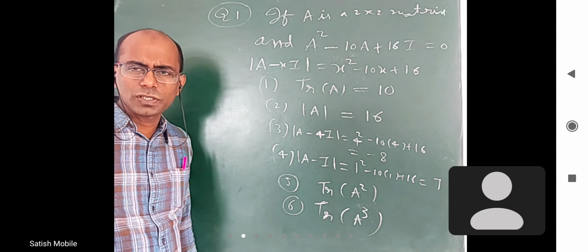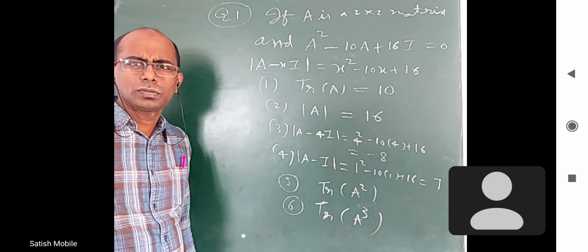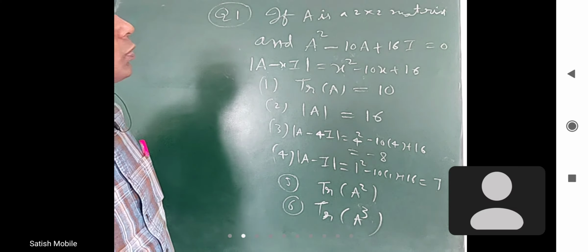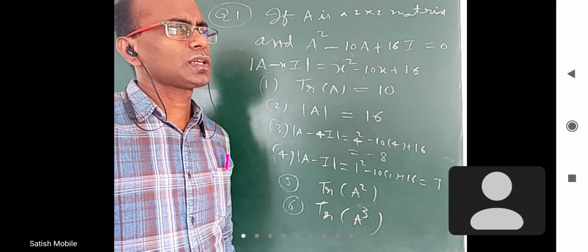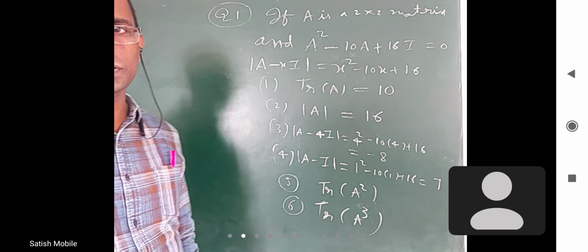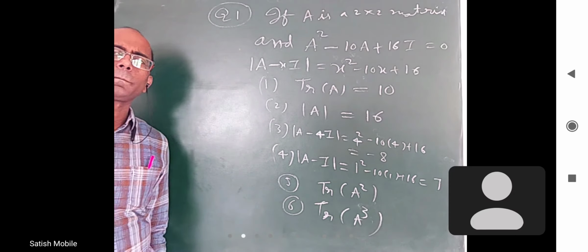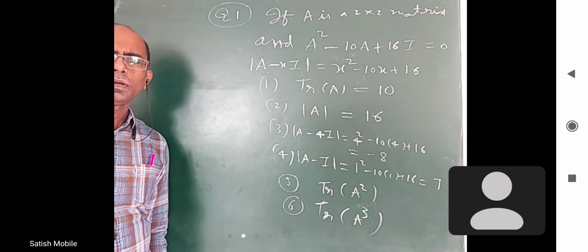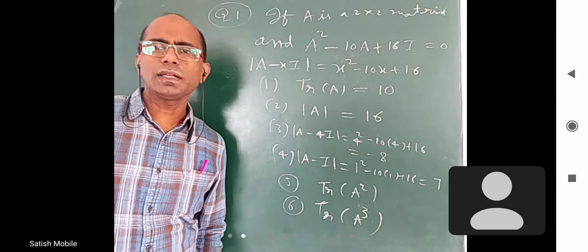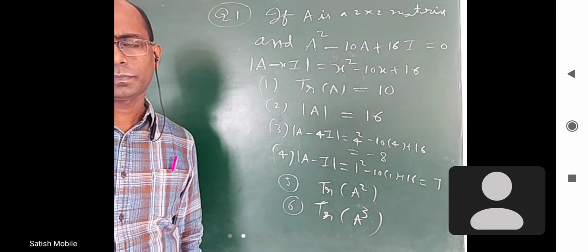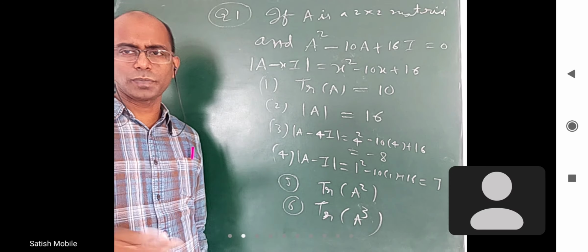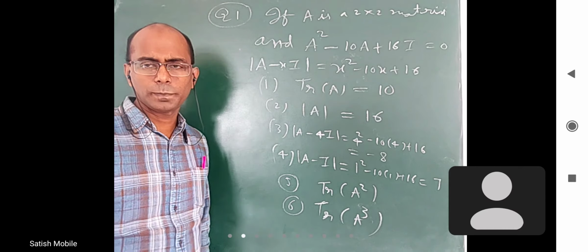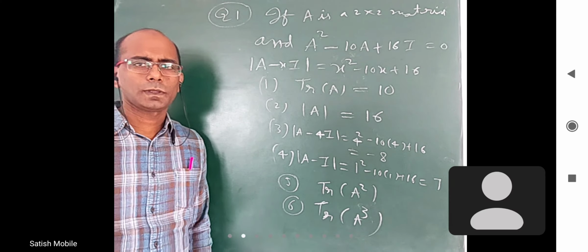Trace of 10A minus 16I. Trace of A square is trace of 10A minus 16I. Then you want to say trace of... that's nice. That is 10 times trace of A minus 16 times trace of I, because trace of A plus B is trace of A plus trace of B. That is one thing. And second thing, trace of KA is K into trace of A. Yeah, that's fine.